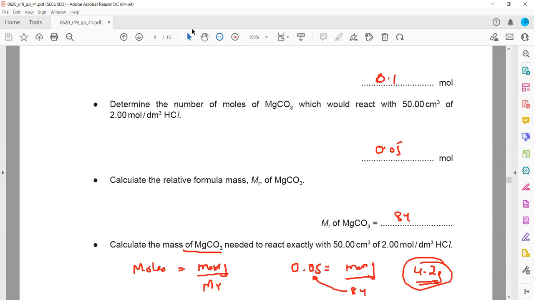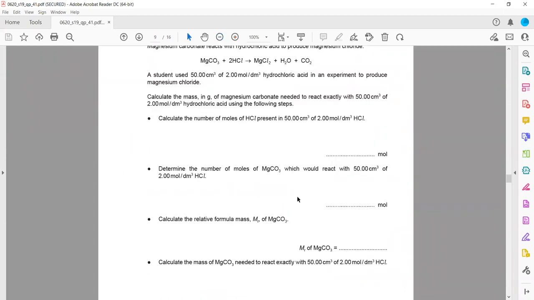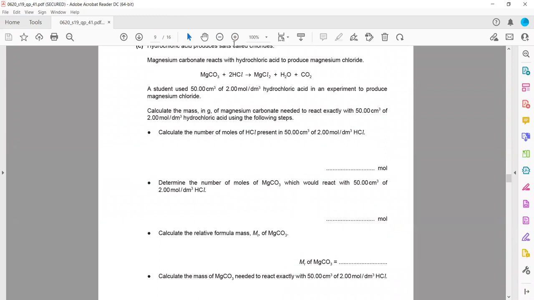Is this question clear? How did we solve it? First use a formula, then ratio, then we use a periodic table, and then again a formula.